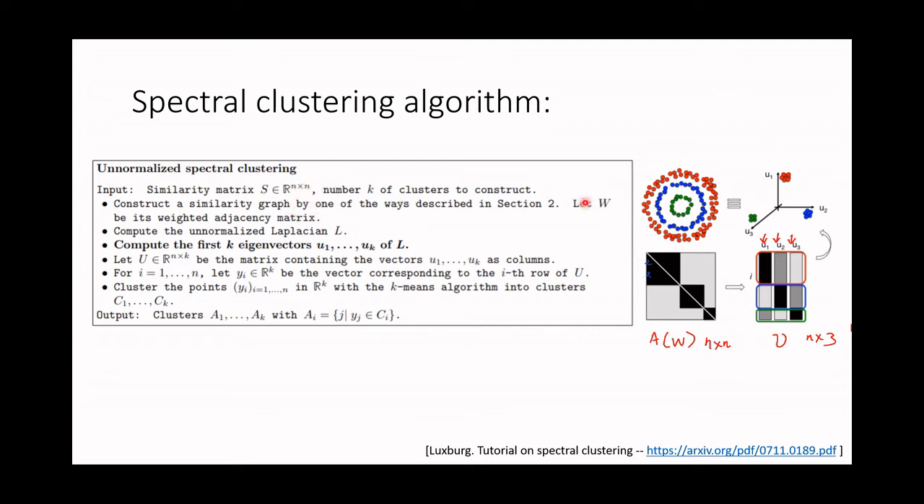This is the similarity graph, and W is the weighted adjacency matrix of this. You compute L equals D minus A, right? You compute the first K eigenvectors U1 to Uk of L if you want K clusters. So U is going to be n cross K, in this case, n cross 3. By the first K eigenvectors, you mean the K eigenvectors with the smallest K eigenvalues.